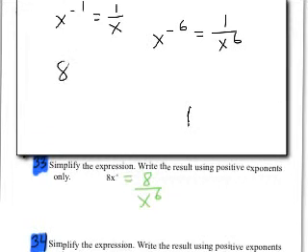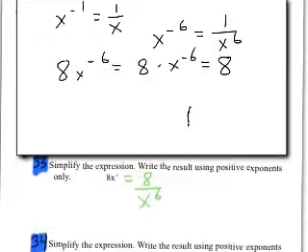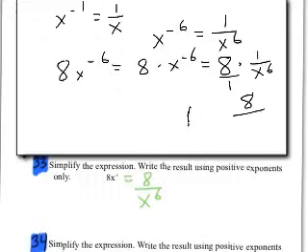So you have 8x to the negative 6th power. You factor that and say, well, we've got 8 times x to the negative 6th power, which is 8 times 1 over x to the 6th power. And if you put 8 over 1, the 8 goes on top. See? 8 over x to the 6th power.